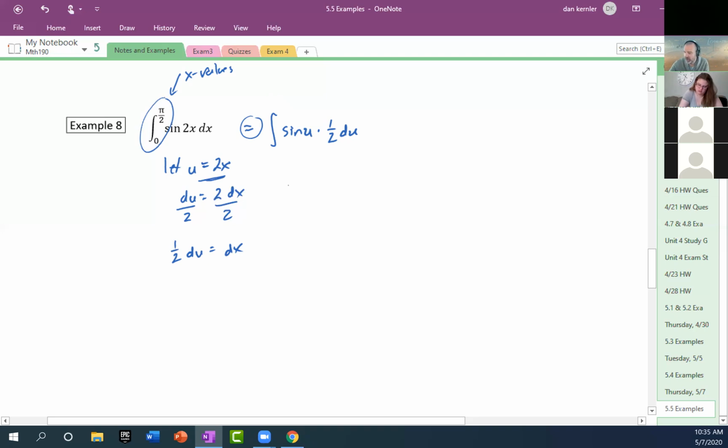Well, what's u at 0? 2 times 0. Well, double 0 is still 0. And then u at pi over 2 is 2 times pi over 2. Oh yeah, double pi over 2 would be pi. And so now that equality statement is true.